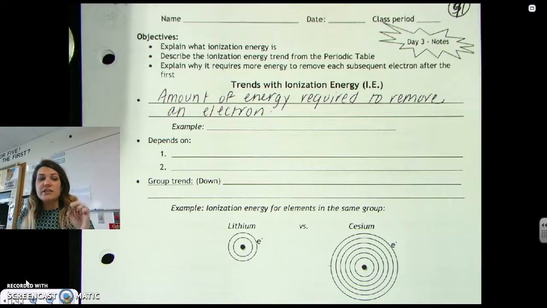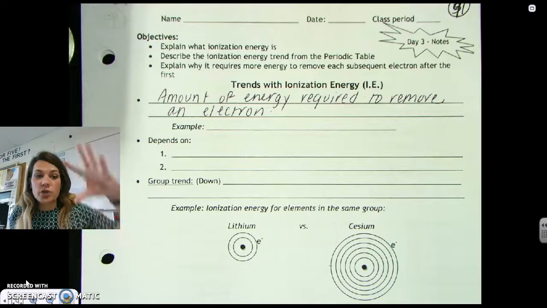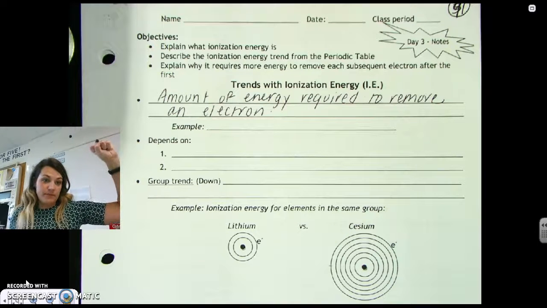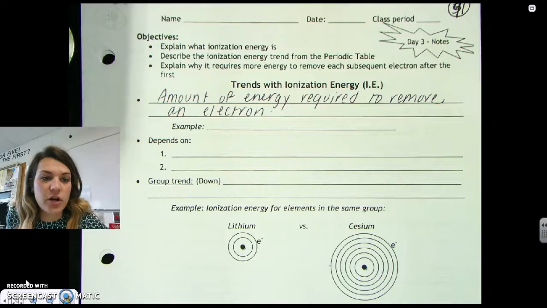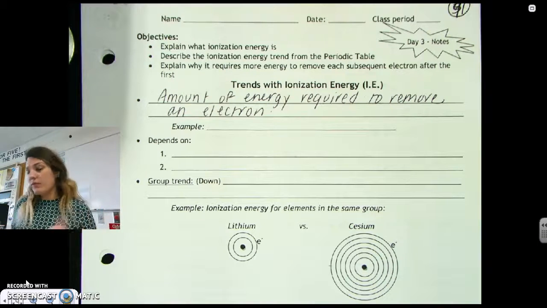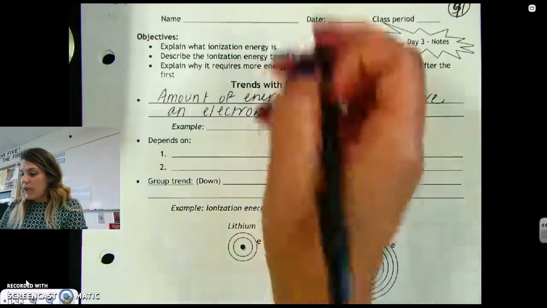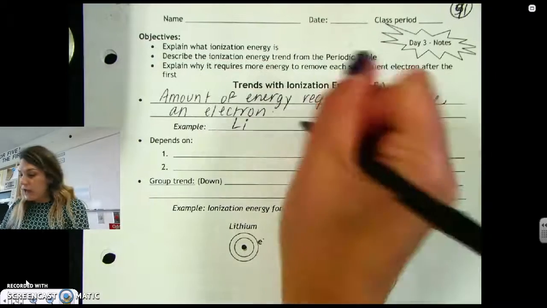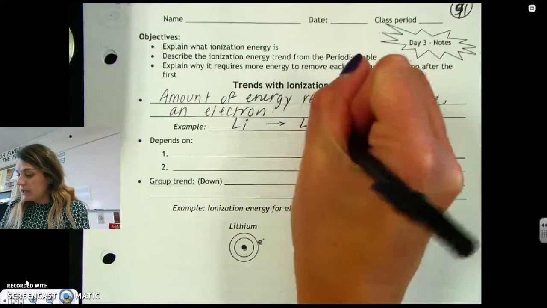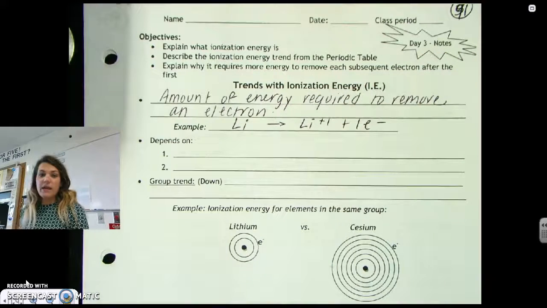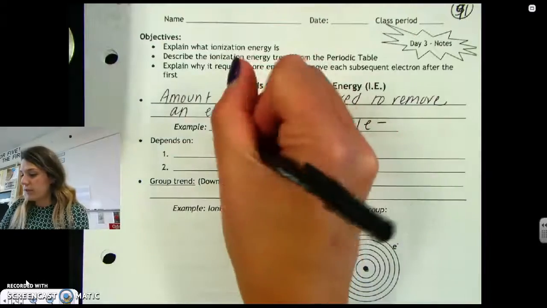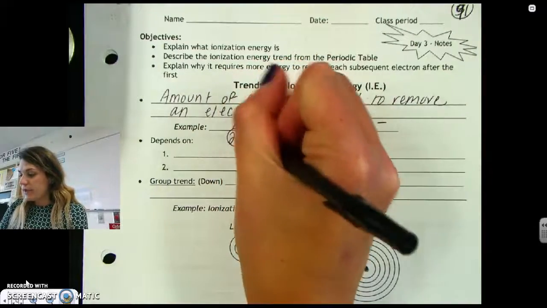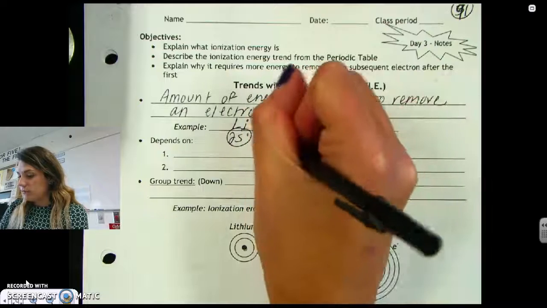Okay, so ionization energy. Ionization energy, simply put, is the amount of energy required to take an electron off of an atom. These are going to be our valence electrons, or our outermost electrons, that we're going to be removing. An example of this would be if I went from lithium to lithium plus one electron, meaning I took lithium's 2s1 electron away from it. So 2s1 is now gone.